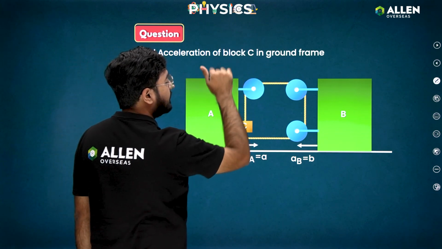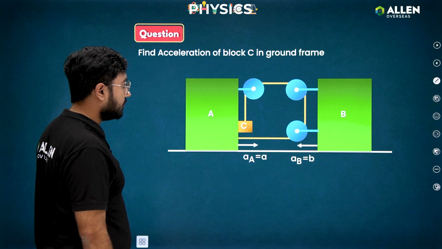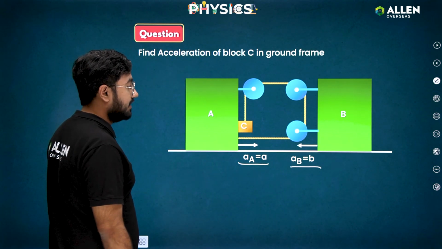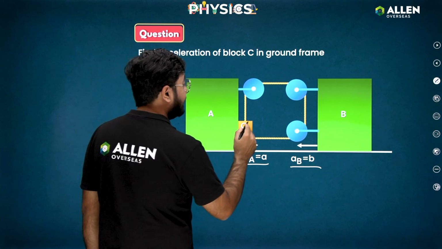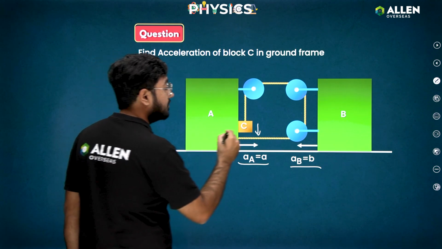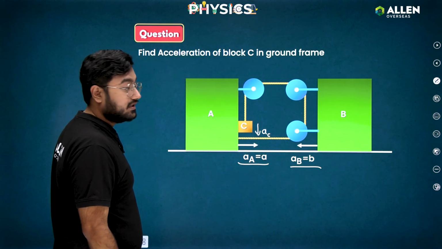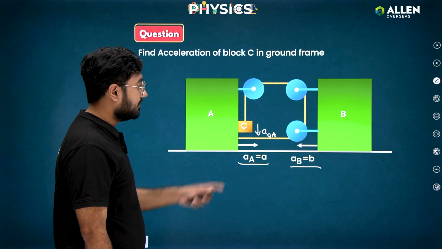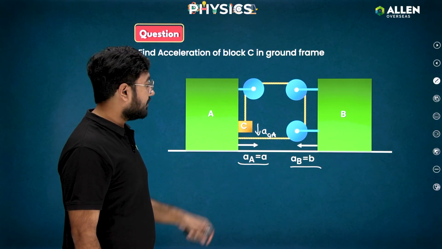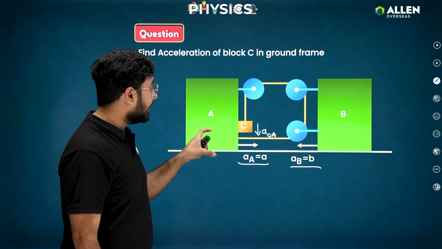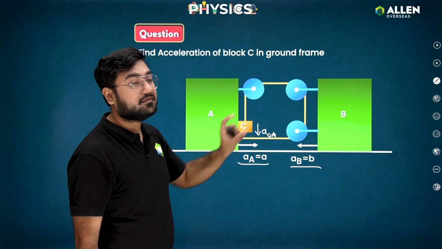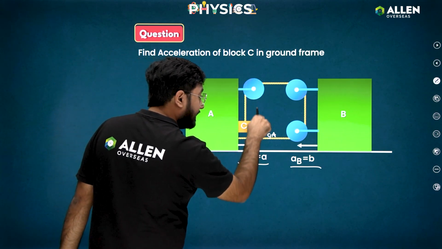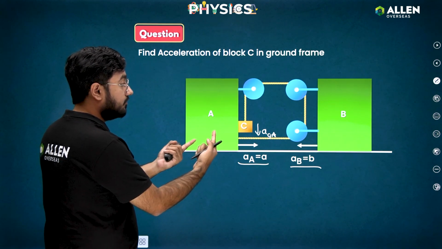Find acceleration of block C in ground frame. Ground frame. Okay. So A is moving like this with acceleration a, B is moving like this with acceleration b. And suppose C is moving downwards with acceleration a_C with respect to A. Now I am sitting on A observing C. Right? This is acceleration of C with respect to A. Because if it is moving downwards, A is moving towards the right. So A is taking C along with itself when it is moving. That is what is going to happen in the ground frame. So this is a_C with respect to A.